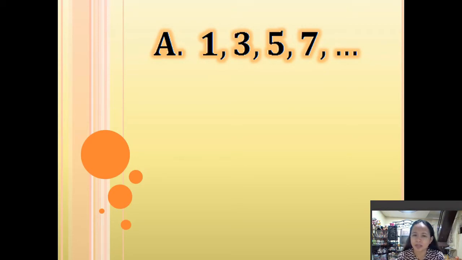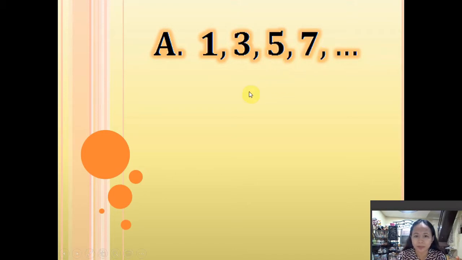From 1, it becomes 3. Then it is followed by 5. Next is 7. Now, what have you observed for this sequence? What do you think is the pattern? If we look, this is simply adding 2 to the preceding term to get the next term. Diba? That's 1 plus 2 is 3, plus 2 is 5, plus 2 is 7.